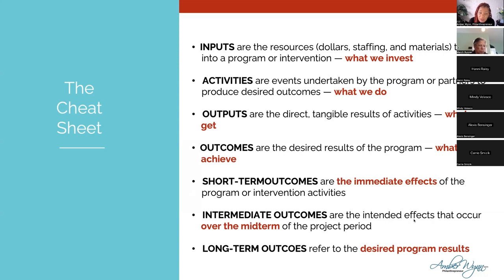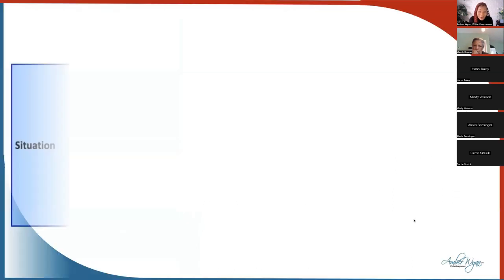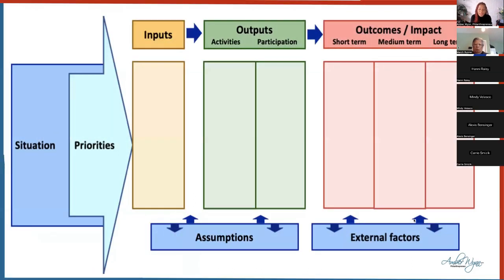So take a screenshot of this, because when you are building your logic model and you're like, wait a minute, what is this section for? This is your guide. What we invest, what we do, what we get, what we achieve, the immediate effects, the midterm effects, and then the overall program results. It seems simple when it's in written form, but wait until you get to the graphic. So this is the basic elements of a logic model.